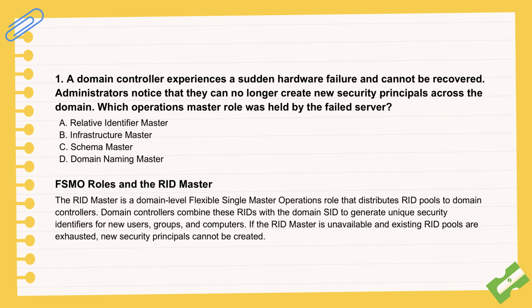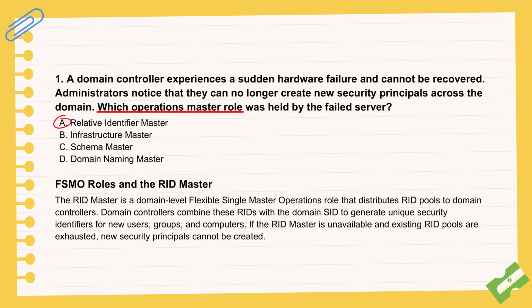Question 1. You have a Windows Server domain. The primary domain controller experiences a sudden, unrecoverable hardware failure. The remaining servers are online, but you cannot create any new user accounts or security groups anywhere on the network. Which operations master role was held by the failed server? The correct answer is A.